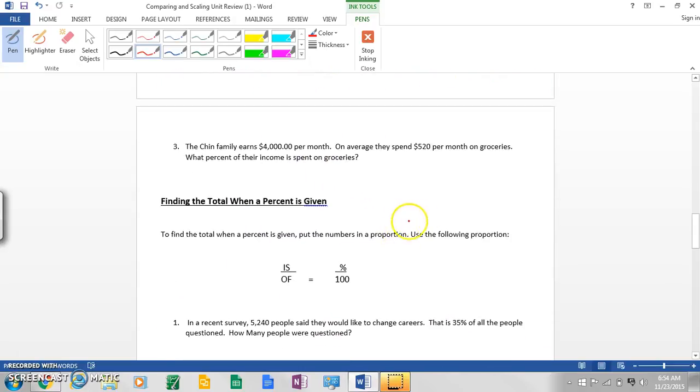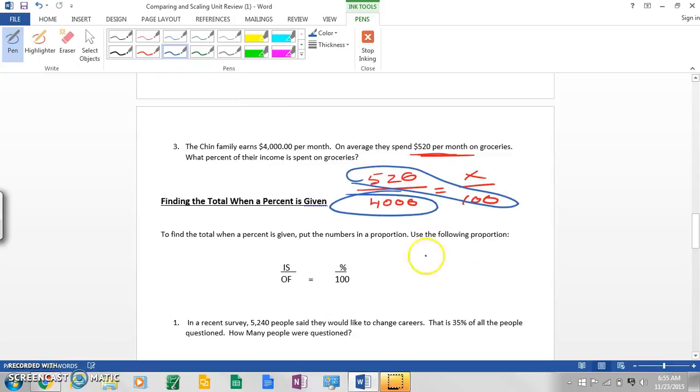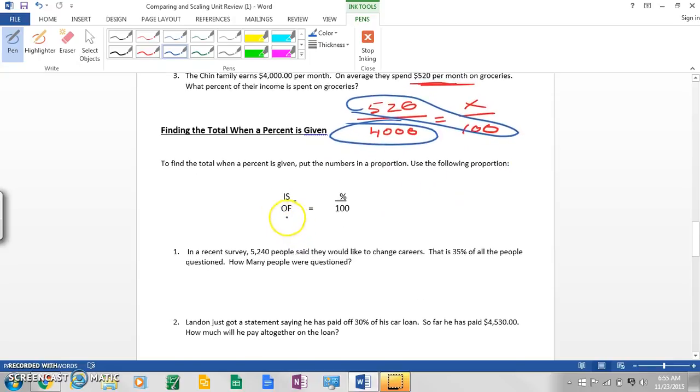Okay. I'm going to work through this one fast. 520 will go in the numerator. 4,000 will go in our denominator. Trying to find x over 100. Cross multiply and divide. I'll let you figure that out.